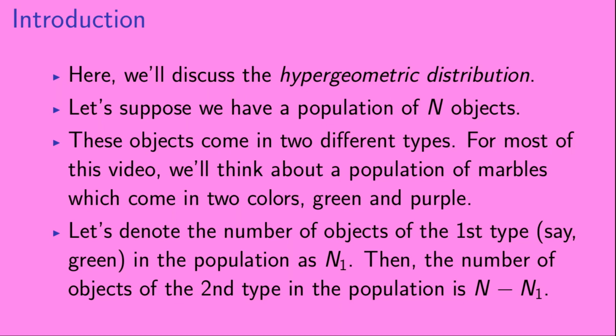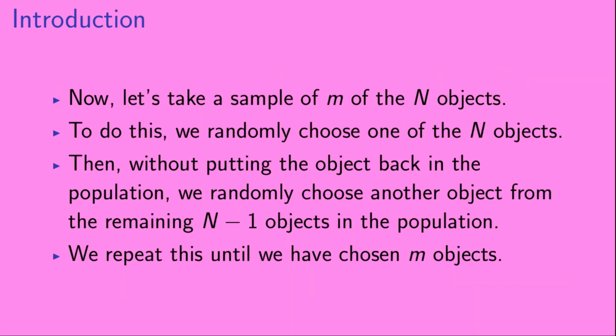Let's denote the number of objects of the first type, say green, in the population as n1. Then the number of objects of the second type in the population is n minus n1. Now let's take a sample of m of the n objects. To do this, we randomly choose one of the n objects. Then, without putting the object back in the population, we randomly choose another object from the remaining n minus 1 objects in the population. We repeat this until we have chosen m objects.